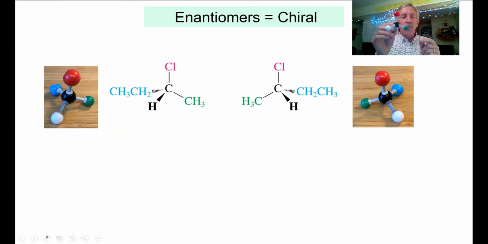Do you have the one, and this is going to be a little tricky, if you were holding it and the red chloride and the green methyl were in the plane of your view, you're looking down this bond, is the H sticking out at you, like mine, and the blue is going back into the paper? So did you make this, or did you make this one?